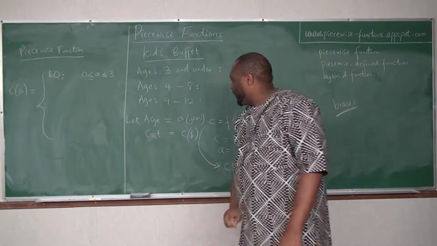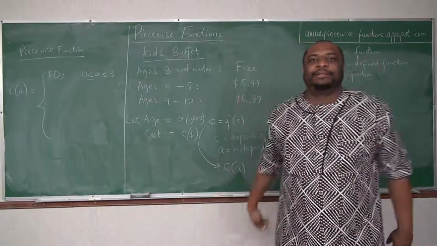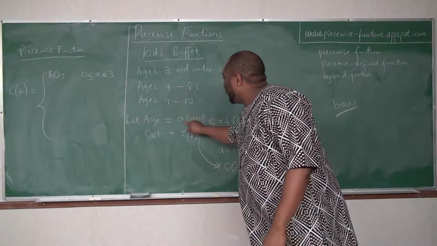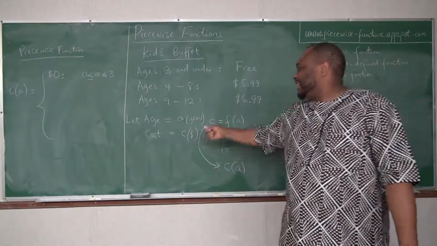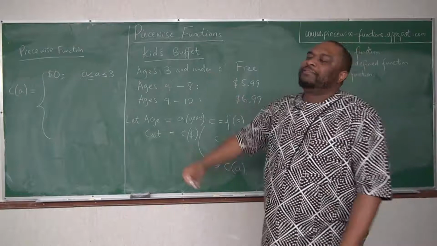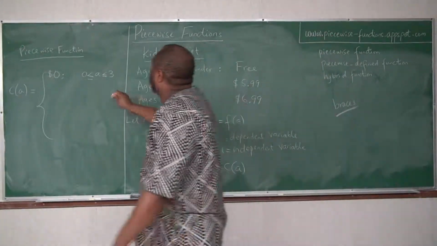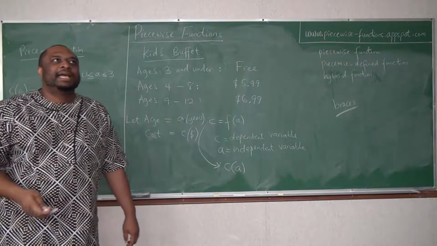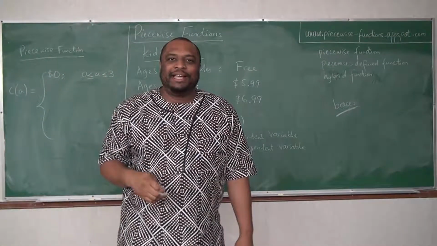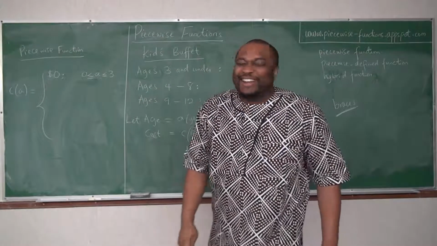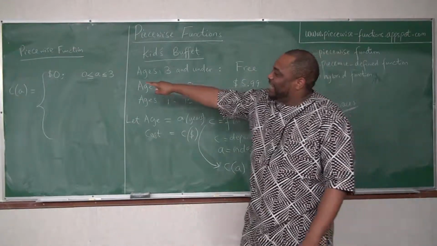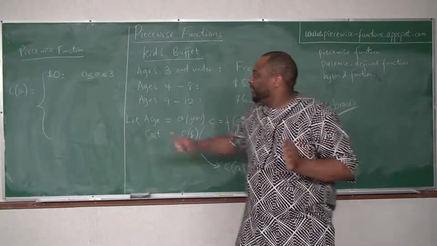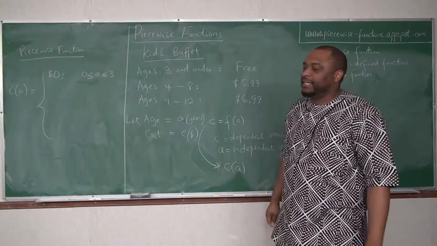Now you can put your currency. Now, age is A in years, then C is cost in dollars. Then you can have somebody being 0 years old. That's fine. You can have somebody being 0 years and 10 months, 0 years and 11 months. So this means that from 0 years to 3 years, it's free. Cost is $0. See that?